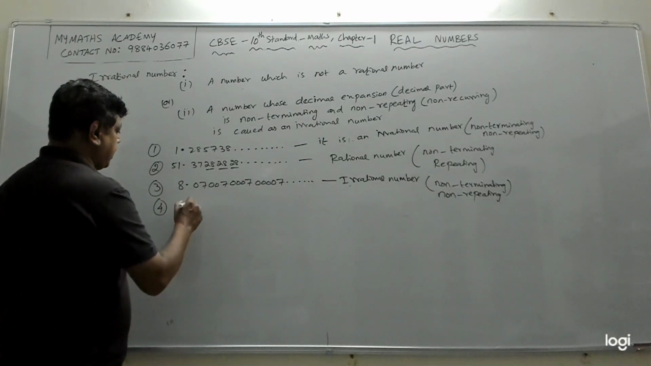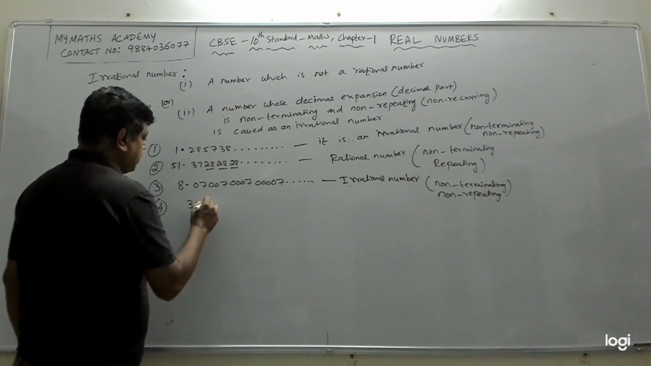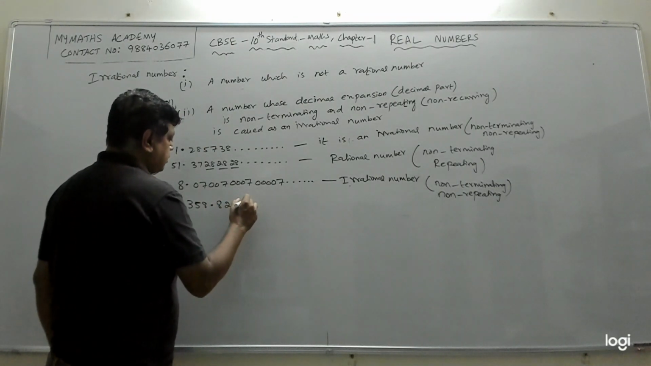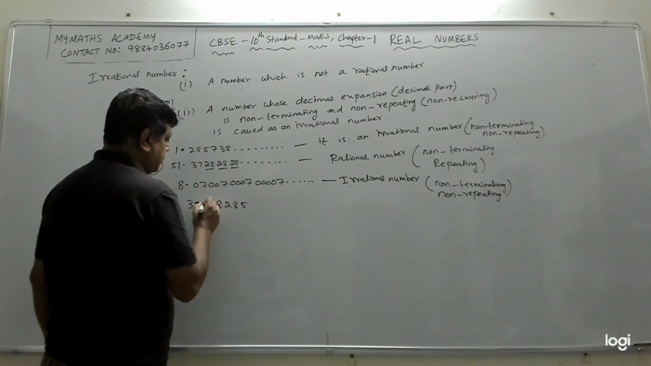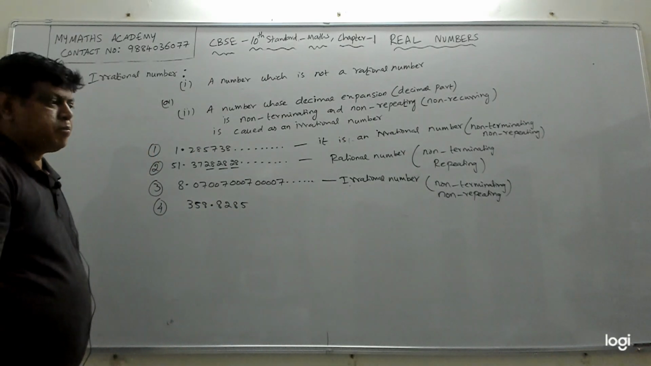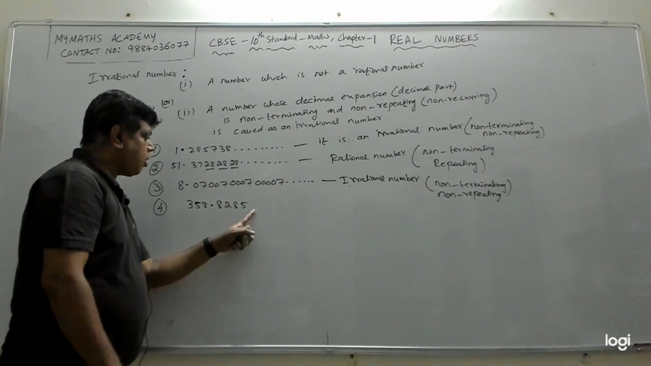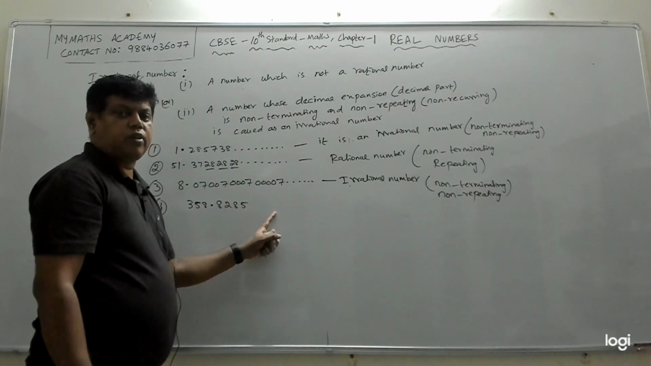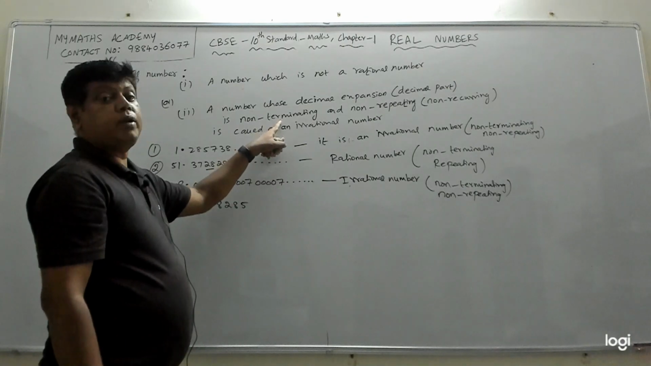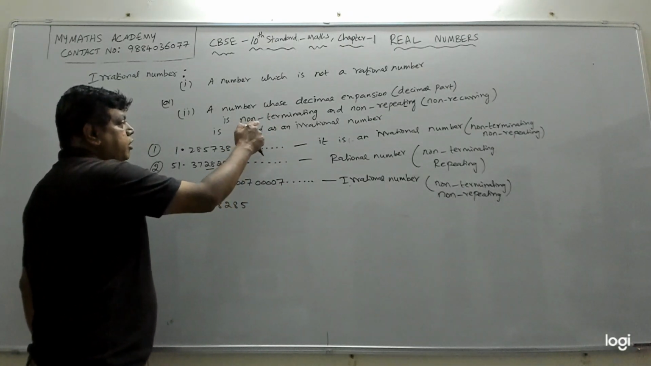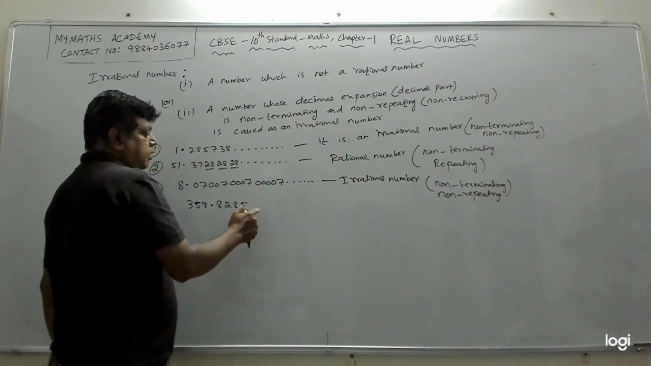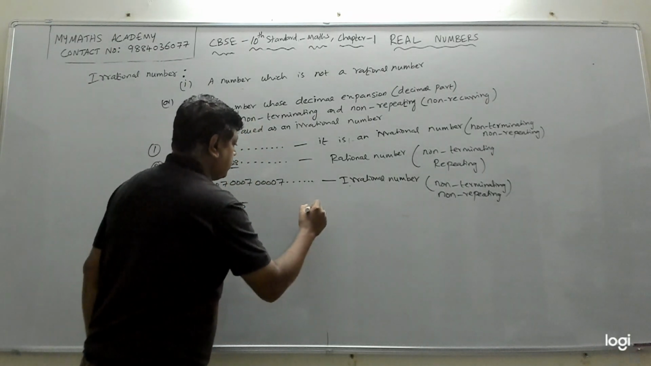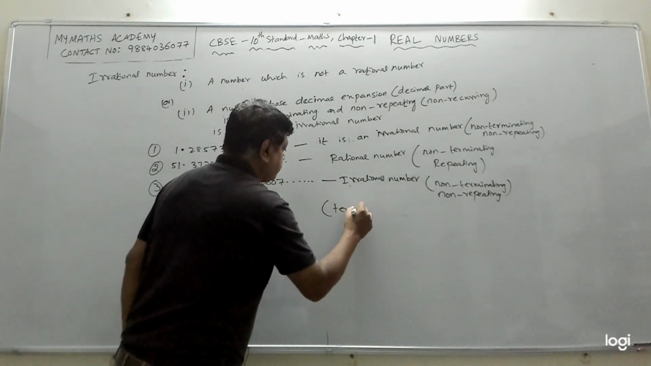Suppose I have 355.3588.8285. Now first we should check whether dot dot dot is there. No, dot dot dot is not there. If dot dot dot dot is not there, then what does it mean? It is terminating. This condition is failing. Non-terminating means dot dot dot dot should be there. There is no dot dot dot dot, which means it is terminating.